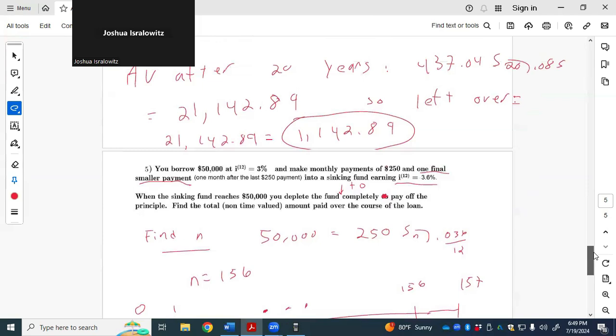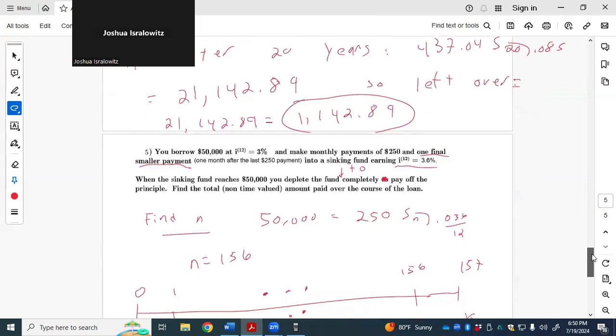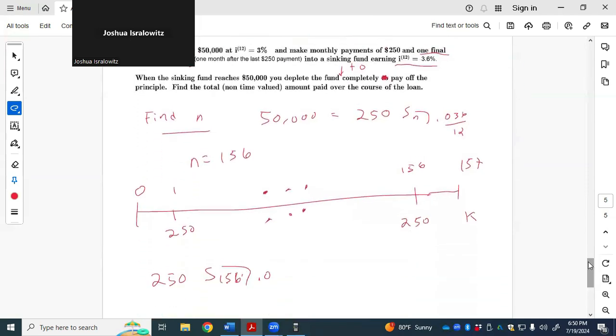You're dumping this money into an account earning 3.6% nominal semi-annual. So that means we're dealing with accumulated values here, or annuities, accumulated value. It's like this 250 sits in the account for 156 months. The next one would be 155 months, et cetera. So it makes no sense to just multiply 250 times 156.